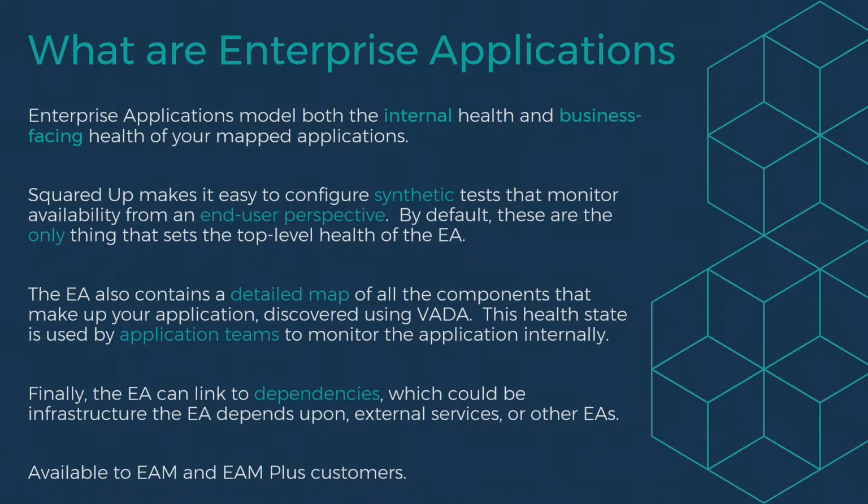And then finally, the EA can link to dependencies as well, which could be another piece of infrastructure, maybe your hypervisor, or could be external services that you depend on in the cloud, or just other EAs because one app depends upon another app. And again, now you can get visibility of the health of those things without actually tying that to your availability tests. So people can see, okay, this app's being affected by, say, the SAN being down, but I'm not going to go and bother this app team about it. I clearly need to talk to the SAN team.